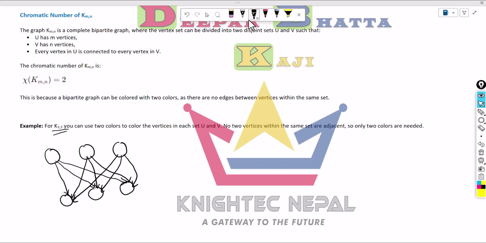So let us fill the color as blue, and I cannot put this as blue, this blue, this blue. So there must be a different color. In one subset there must be the same color, and in the other subset there must be another color. So we have only two colors to be filled in K3,3, right?